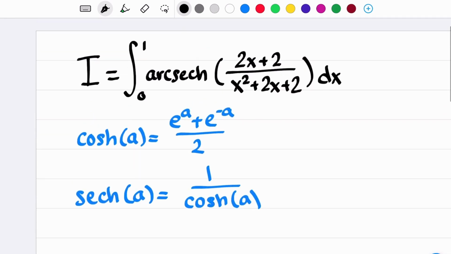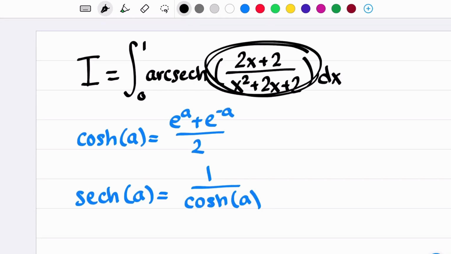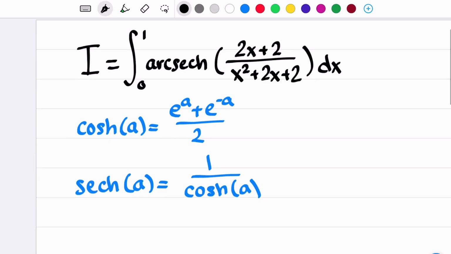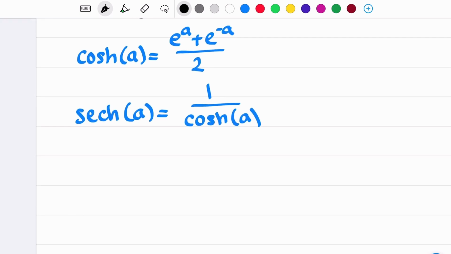So I wanted to first work with the general case. We do have this argument here of 2x plus 2 over x squared plus 2x plus 2, and that is quite nasty. I do not want to work with that right now, and so what I'm instead going to do is come up with a general form for inverse hyperbolic secant of x, and then I can plug in 2x plus 2 over x squared plus 2x plus 2 when I do come up with that new form, that new function that defines inverse hyperbolic secant. So I'm going to start with that general form down here.